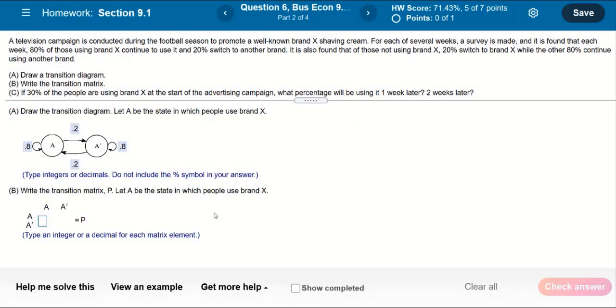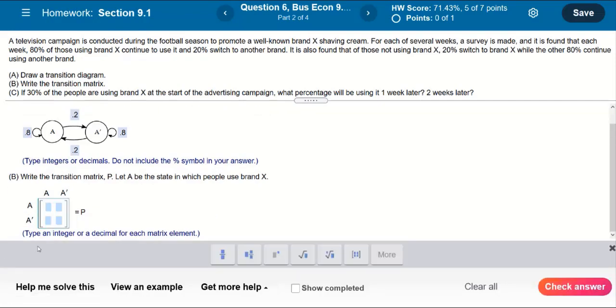So now we need to turn that into a transition matrix. This will be a 2x2, where the A to A, as we have in our transition diagram, is a 0.8. The A to not A is the 0.2. The not A to A is the 0.2. And the not A to the not A is 0.8.